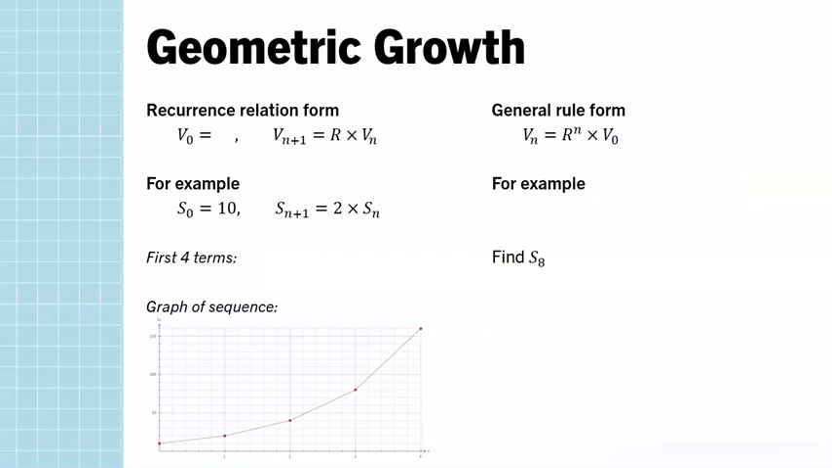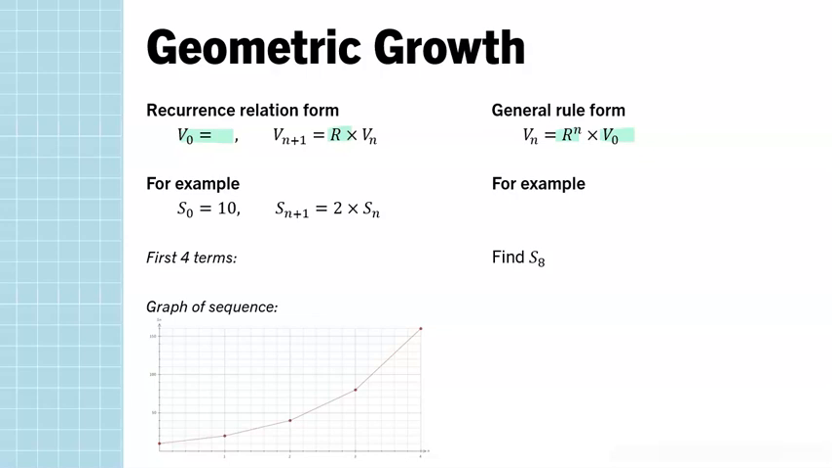And for geometric growth, a reminder here that we have our recurrence relation form. As we said, each of our recurrence relations will have an initial value, and then we have this multiplier R. Moving to a general rule form, we take that initial value and value of R into this format where we have Vn equals R to the power of n times V0.